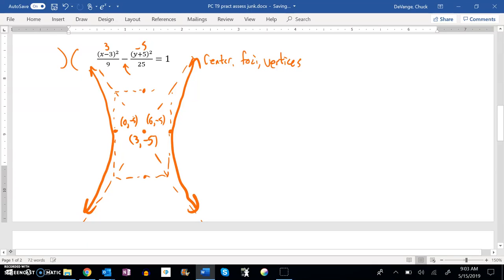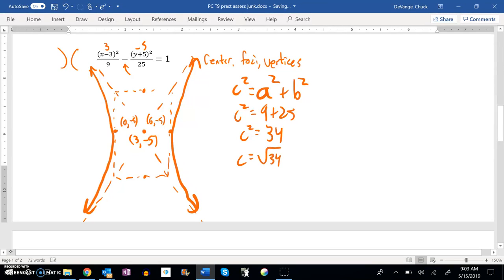And all I need now are the foci. So I know for the foci, c squared is a squared plus, opposite operator, b squared. My a squared is 9 in this case, though. So 9 plus 25. 9 plus 25 is 34. So c is the square root of 34, which is more than 3, which it should be. It's also more than 5.